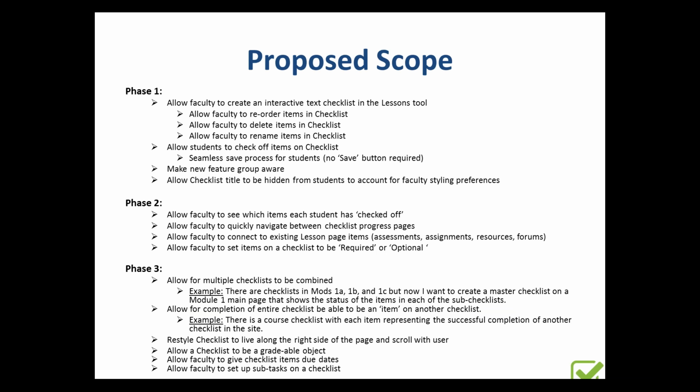So we sat down and said, okay, what's the scope of this? And we listed out everything that we thought we would want the lessons checklist to be able to do. We broke it up into phases, and said, okay, phase 1, let's just do the core of it. We'll start to get into some of the nicer features in phases 2 and 3. So far we have completed all of phase 1 and some of phase 2.